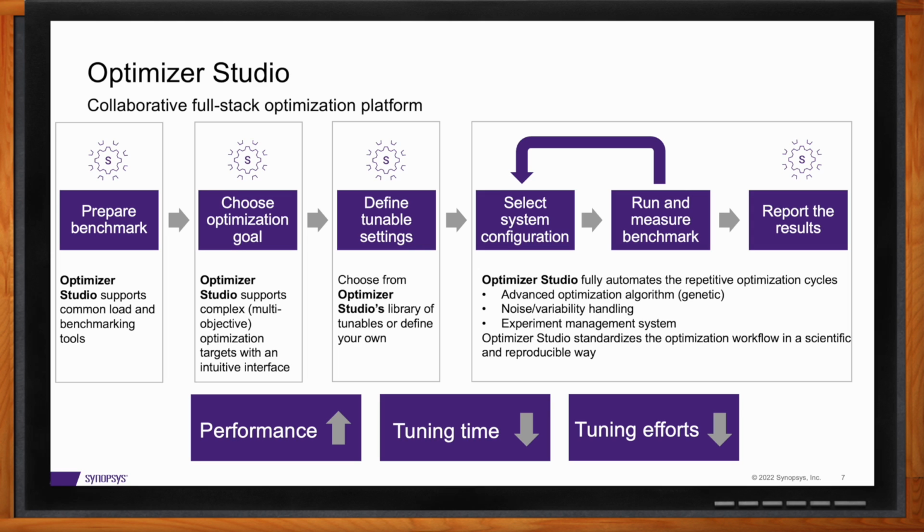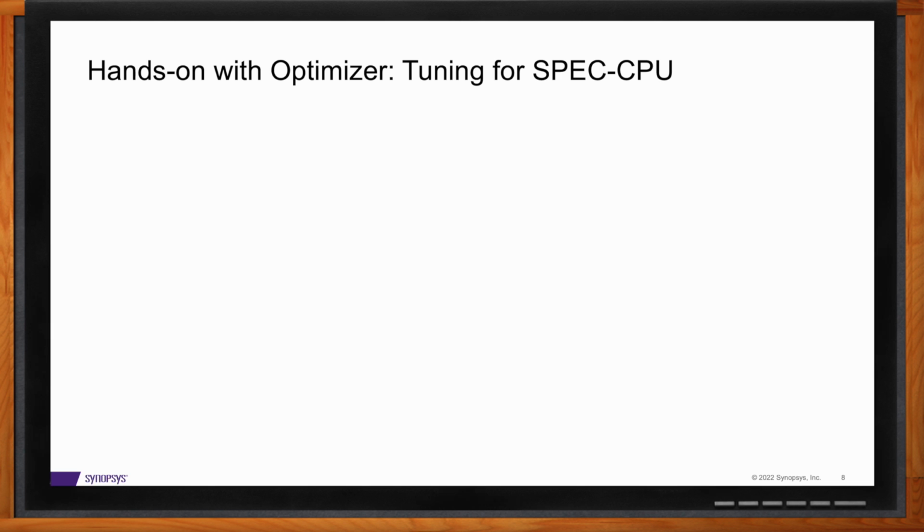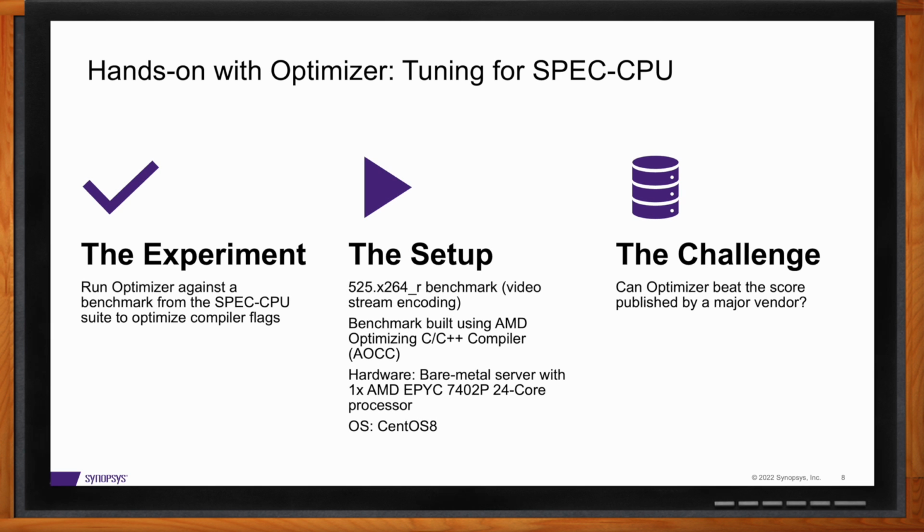So very powerful tool. So, Nozar, do you have a real life example illustrating how this technology can be used? Yes, looking at benchmarking, we showed today the example of the SPEC CPU benchmark. The experiment was actually pretty simple. We decided to pick one of the benchmarks from the SPEC CPU suite and see if we could optimize the compiler flags. In this example, we're using the video stream encoding benchmark running on bare metal. And the challenge was, can Optimizer beat the score that was published by a major vendor? Can we beat the experts at their own game?